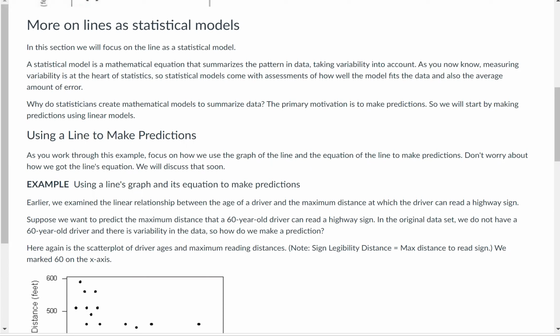I want to figure out what that line is. Usually, of course, technology is going to do it, not us. In this section, we will focus on a line as a statistical model. A statistical model is a mathematical equation that summarizes the pattern in the data, taking variability into account. As you know, measuring variability is at the heart of statistics. So statistical models come with assessments of how well the model fits the data and also the average amount of error.